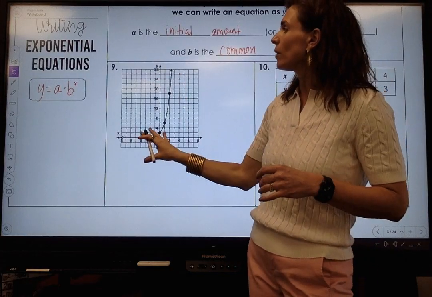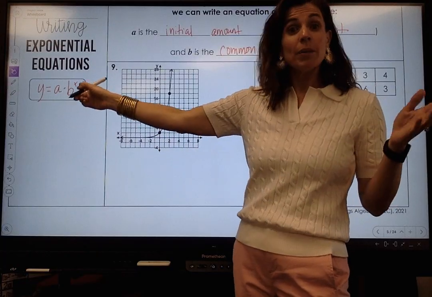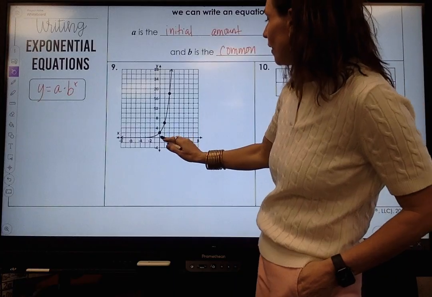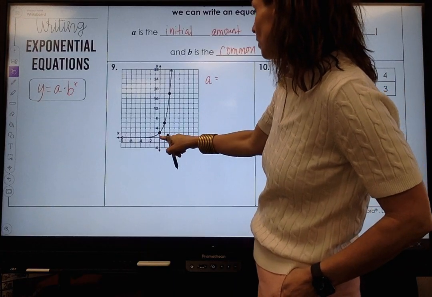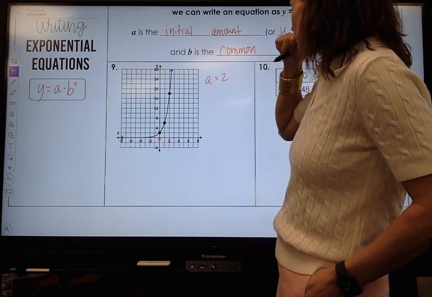So let's take a look here at number 9. I know it's exponential growth, so that b value is going to be above 1. And now I'm going to look. Okay, here is my y-intercept. So my initial amount is going to be 2. You've got to be careful of the scale factor. We go from 0 to 4, so a is going to be 2.